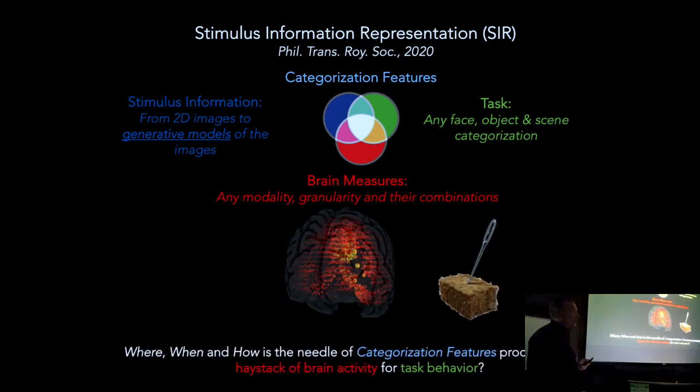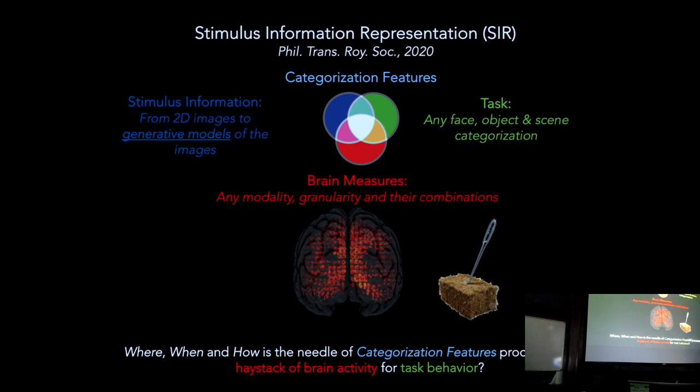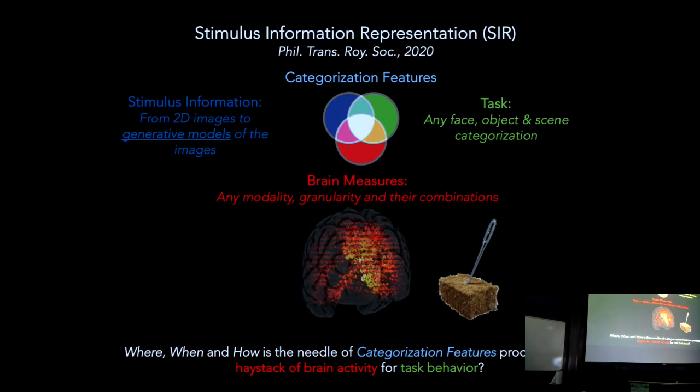And we will do this in the brain first. And the reason why it's important to know the categorization features is because we have a needle of information that the brain must process in its task to achieve behavior. So we can just look for it in brain activity.